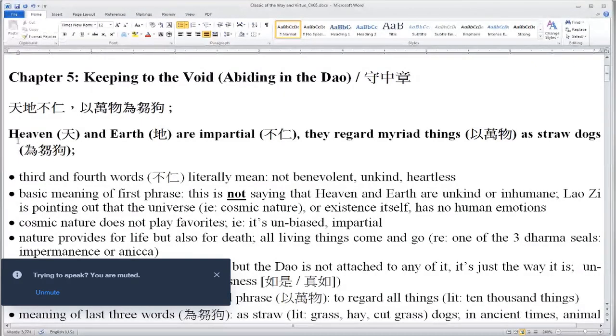So the translation of the first line is, heaven and earth are impartial. They regard mere things as straw dogs. These 2 characters, the third and fourth words, literally mean not benevolent, unkind, heartless, etc. Now the basic meaning of this first phrase is this.